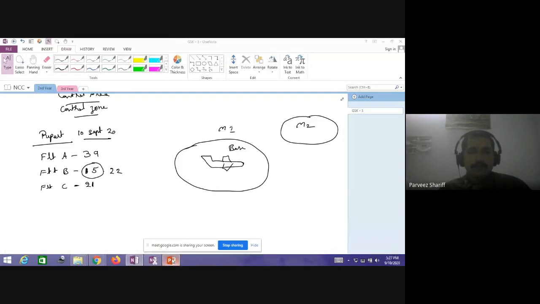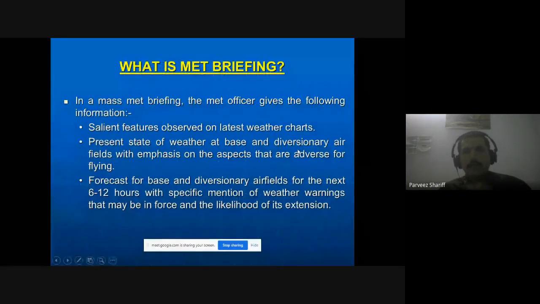So all this information has to be provided by the meteorological department, and that is presented in the mass net briefing. And also the forecast for the base for the next 6 to 12 hours, because when the aircraft is flying, it should know what the forecast is, what is predicted. It may not actually happen, but it is predicted based on various algorithms and the past history, that the weather conditions may be like this or like that. That is for the base and divisionary airfields.